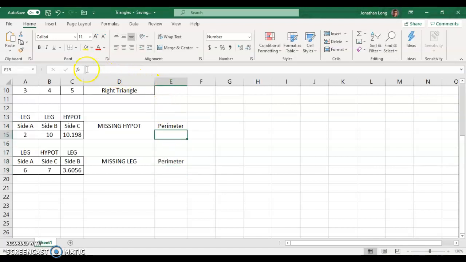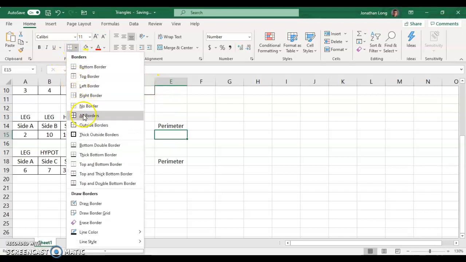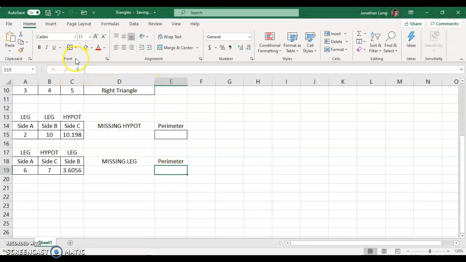So perimeter, you remember, I'm just going to put borders around these real quick. Perimeter is when you add all the sides up of your triangle. So I want to be able to put in my leg, put in my other leg, have it automatically solve for the hypotenuse, and then have it automatically come up with what the perimeter is. So we're just going to type in a simple formula.